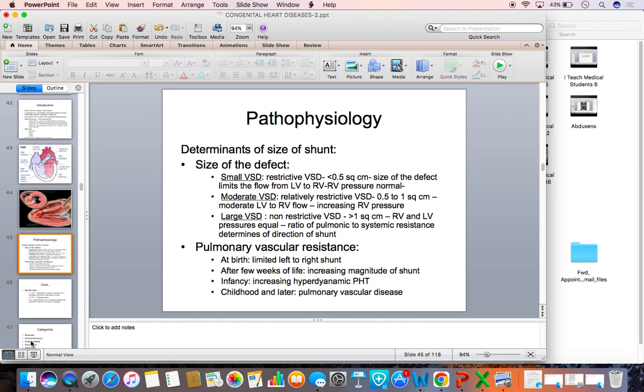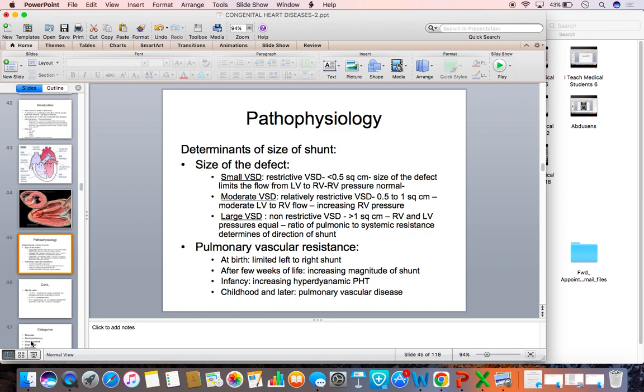In moderate VSD, which is relatively restrictive, the size is 0.5 to 1 square centimeters. There is a moderate left to right shunt and increasing right ventricular pressure. What is moderate VSD? It is a relatively restrictive VSD lying between 0.5 to 1 square centimeters in diameter, with moderate left ventricle to right ventricular flow, with progressively increasing right ventricular pressure.